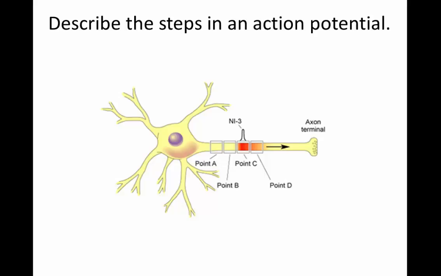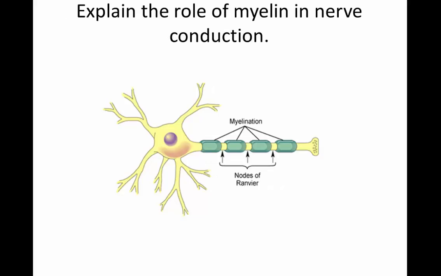Before we discuss what happens at the axon terminal, though, let's explain the role of myelin in nerve conduction. We talked about the myelination or the myelin sheath earlier. We said in the peripheral nervous system, it's actually formed by the Schwann cells. So here we're showing 4 myelinated portions of the axon. There would be much more than that in an actual neuron.